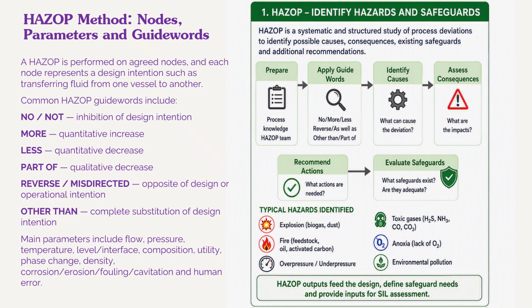A HAZOP study is normally divided into nodes. A node represents a section of the process with a defined design intention. The team applies guide words such as no, more, less, reverse, part of, and other than to process parameters like flow, pressure, temperature, level, and composition. For example, the guide word no flow may prompt the team to investigate causes such as pump failure or valve closure. The team then evaluates the consequences and existing safeguards. This structured approach ensures that deviations are assessed systematically, rather than relying solely on personal experience or intuition. The methodology helps reveal hazards that may otherwise be overlooked.